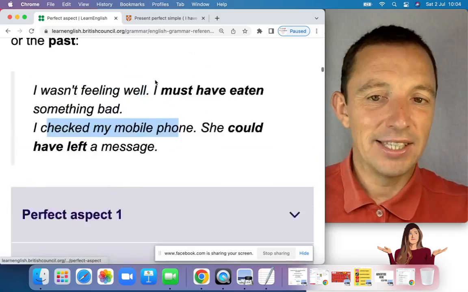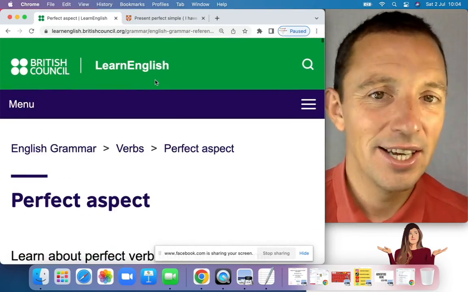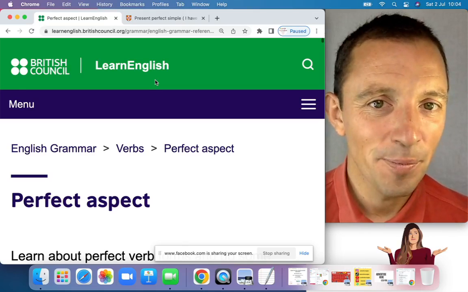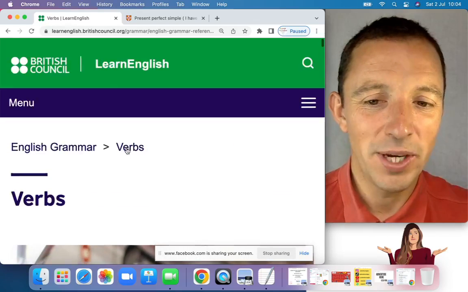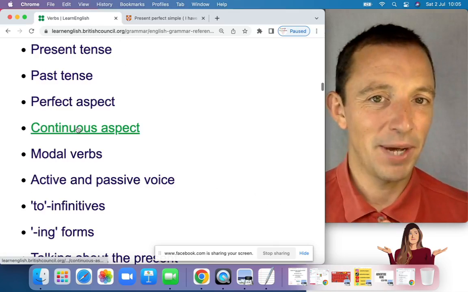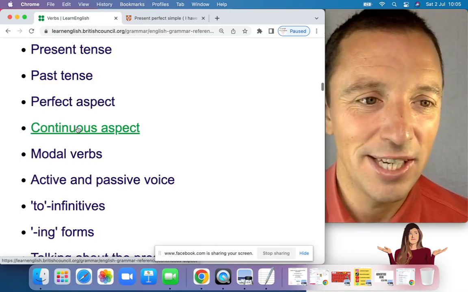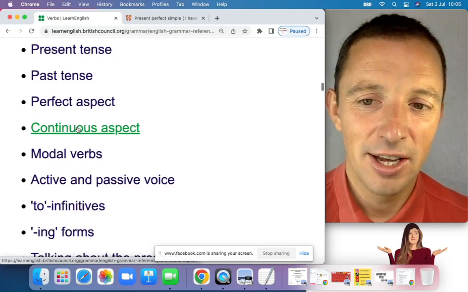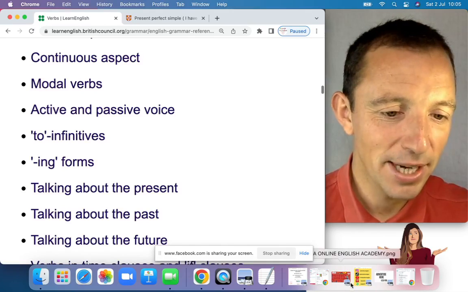Very, very good lesson and very full of content specifically related to the perfect tense. On Monday, we will continue with a different topic: the continuous aspect. We speak about the present continuous, the past continuous, and the future continuous. Tomorrow is Sunday and we have a rest, of course, but we continue on Monday with the continuous aspect.